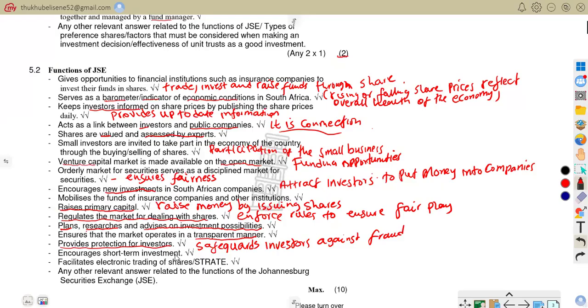So that is that. Also, it says it facilitates electronic trading of shares or trade. So it means it enables fast, secure, efficient online share trading. That's what it means.